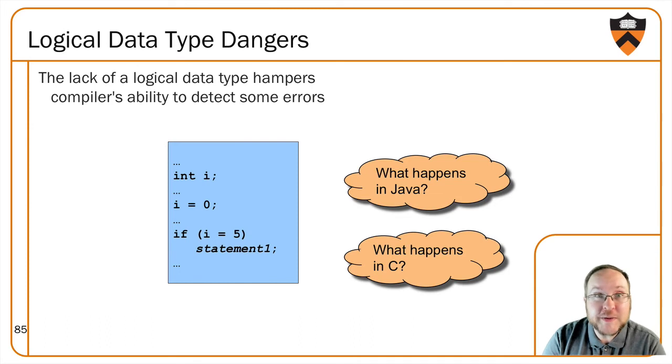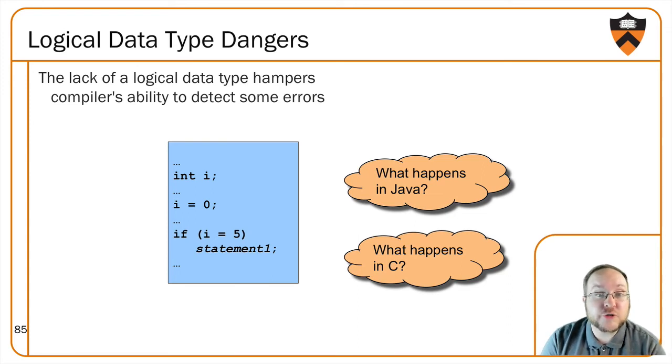Beyond allowing dubiously designed code, though, the paucity of types also makes the compiler's job harder. Consider this snippet. Imagine it's C code. What does it do? Now imagine it's Java code. What's the difference? The problem here is that the conditional should be i == 5, not i = 5.